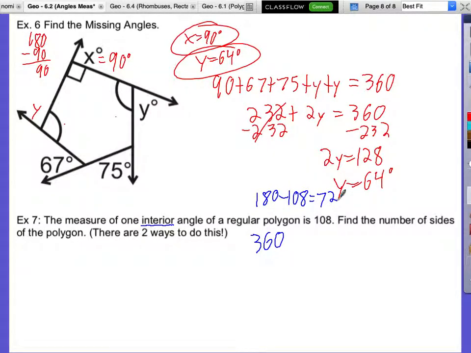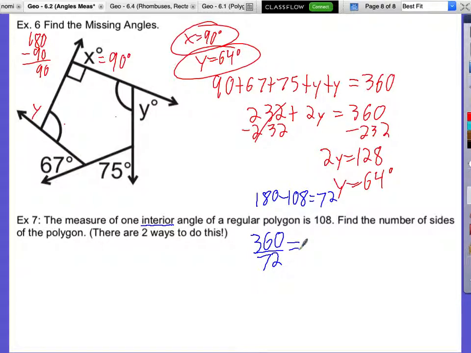So now we said that all the interior angles were the same. Do we know that all the exterior angles are also going to be the same? If we look at what we had earlier, when the interior angles were the same, the exterior angles were also the same. So all 5 exterior angles are going to be 72. So could we take 360 divided by this measure and figure out how many there were?